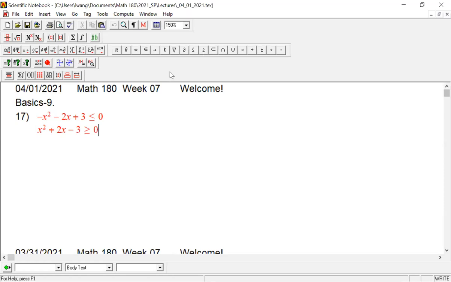In fact, all the quadratic equations that open down can be converted to open up this way. So you'll be able to handle it with the normal method. We handle the quadratic function when it's opening up.